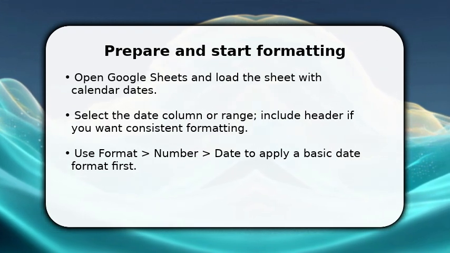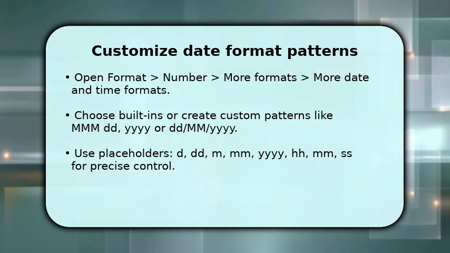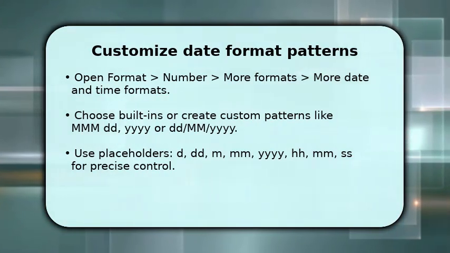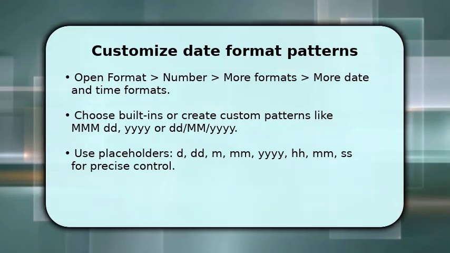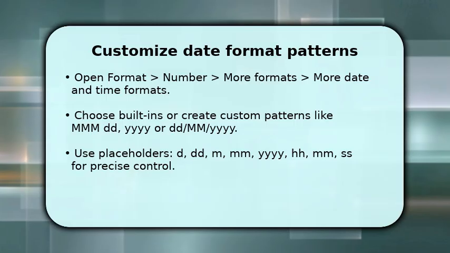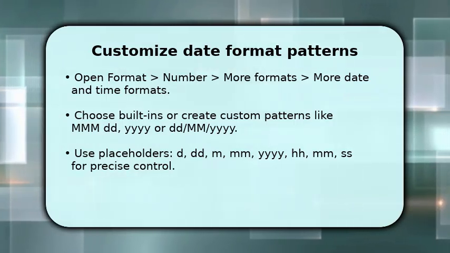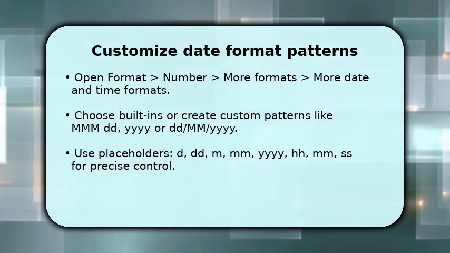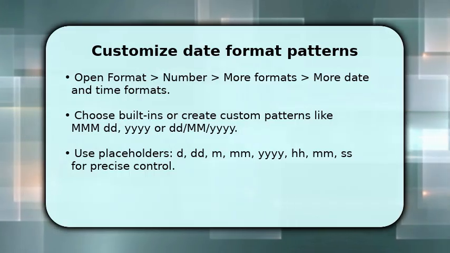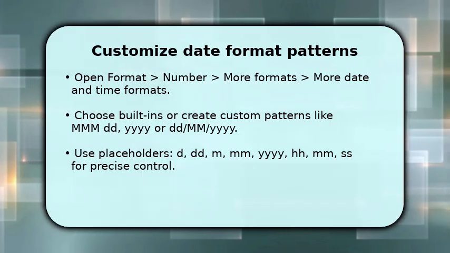Now you'll refine how dates appear. Open More date and time formats to pick a built-in or type a custom pattern. For example, use MMM DD, YYYY for abbreviated month names or DD/MM/YYYY for numeric day, month, year. You can add time placeholders if your calendar includes times. Once you apply a custom pattern, Sheets updates instantly. If numbers shift, undo and recheck that cells are true dates.